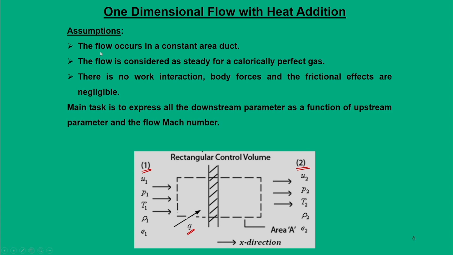So, we say that the flow occurs in a constant area duct. The flow is considered to be steady for a calorically perfect gas. There is no work interaction, and body forces and frictional effects are negligible. These are the assumptions based on which the one dimensional flow equations are governed. The entire idea of this analysis is that conditions 1 are commonly known as known conditions, and region 2 has the unknown conditions.